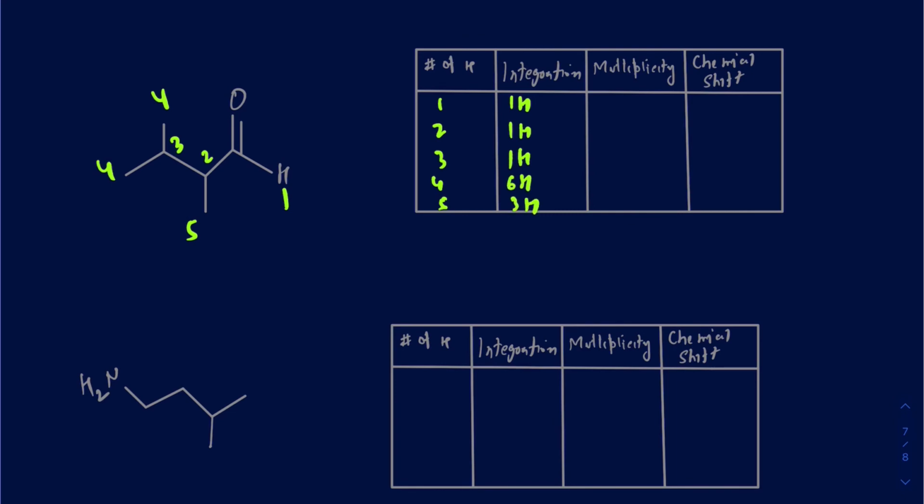So 1 is an aldehyde proton, but the adjacent carbon to that is going to be carbon number 2, and that has only 1 proton, so it's going to be a doublet. Carbon 2, or signal 2, has carbon 3 adjacent, carbon 5 adjacent, even proton 1 adjacent. So it has too many things going on around it, so I'll just call it a multiplet.